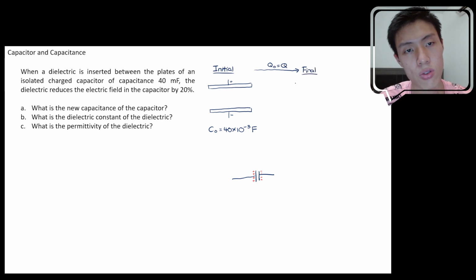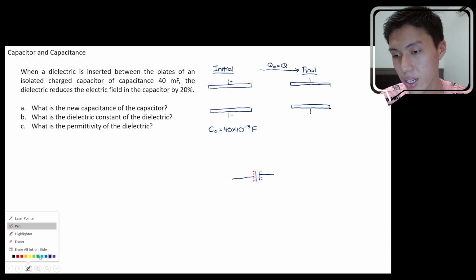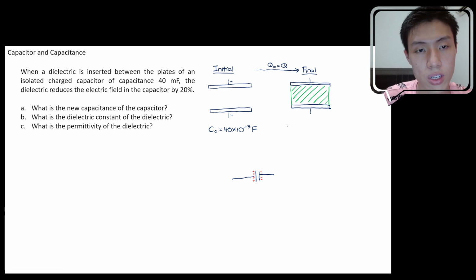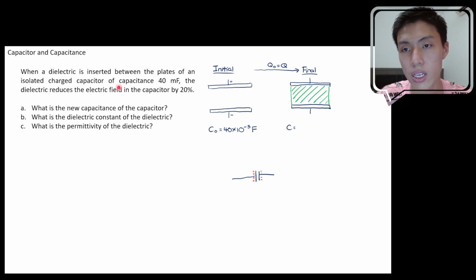Let's sketch the final situation, where you still have the same capacitor, but right now there is a dielectric in between them. I'm going to label the dielectric in green, saying that in between these two plates there is a dielectric inside. I don't know the new capacitance C now, but I know that the electric field in the capacitor has been reduced by 20%. So now we are only left with 80% of the original electric field.